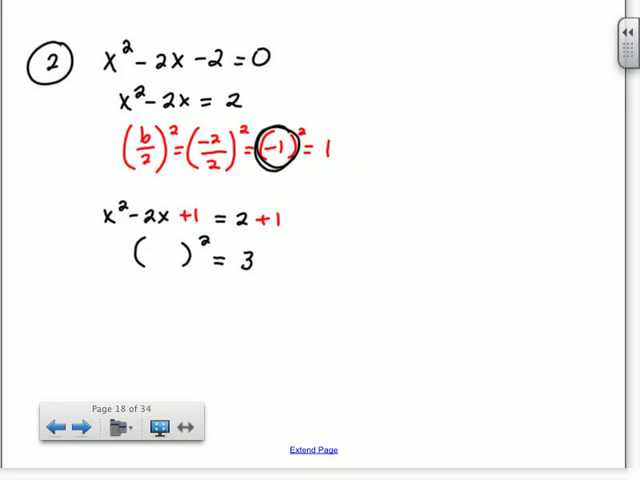Notice that number is right here. It's what you had before you squared it. So x minus 1 squared. Now you're ready to take the square root of both sides. So I get x minus 1 equals plus or minus the square root of 3. So I get x equals 1 plus or minus the square root of 3. And that's your answer.